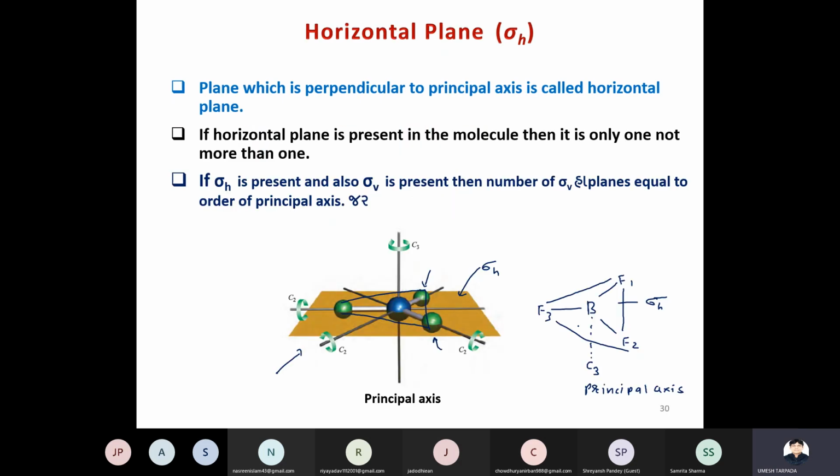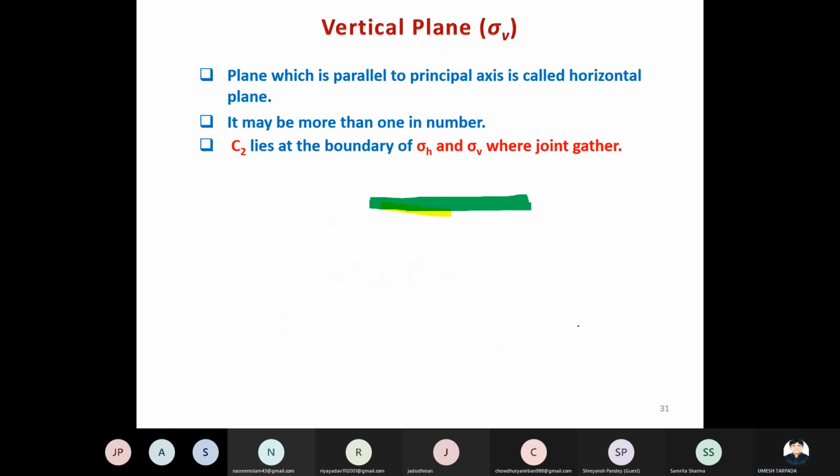So sigma h is always one in number, it is not more than one. If sigma h is present and sigma v is also present in the molecule, then the number of sigma h is only one, and the number of sigma v is equal to the number of C2 axes. If both sigma h and sigma v are present in the molecule, then as many C2 axes as there are, that many sigma v there will be. But sigma h is always one in number.